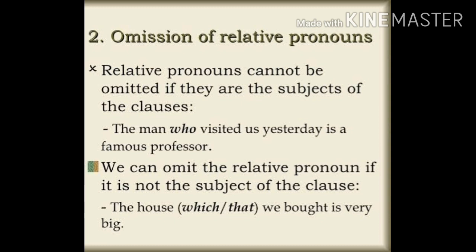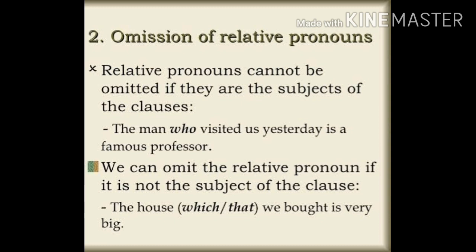Now we will discuss omission of relative pronouns, meaning where we can omit relative pronouns. Relative pronouns cannot be omitted if they are the subjects of the clauses, meaning if they are at the subject place in the sentence, they can't be omitted. Example: The man who visited us yesterday is a famous professor.